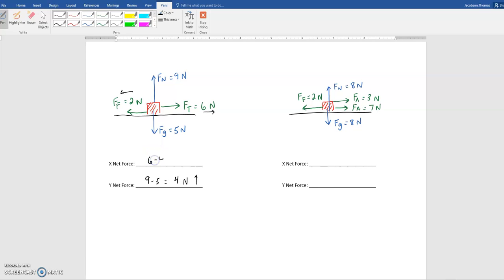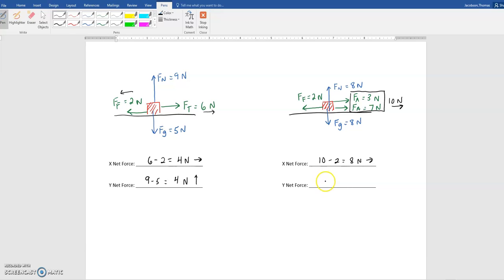So I would subtract 6 minus 2, and we get a 4 newton force to the right. Over here, on the problem on the right, we actually have 2 forces pushing to the right. We have a 7 newton force and a 3 newton force, and that's equivalent to 1 force of 10 newtons to the right. And then we have a 2 newton friction force to the left, so we would subtract those in the x direction. So 10 minus 2, and we get 8 newtons pulling to the right.